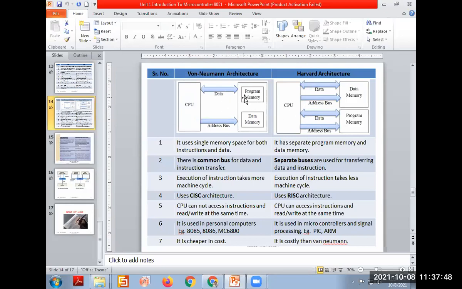The program memory. What is program memory? Which memory is called a program memory? MCQ. Options I will give: ROM, EEPROM, RAM. Which one? RAM? ROM memory. ROM. PROM. Okay. Anybody saying RAM? No one, na?